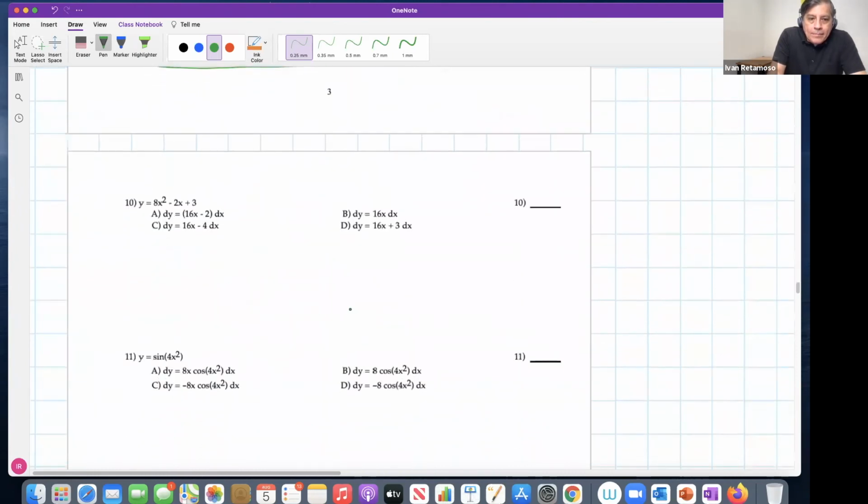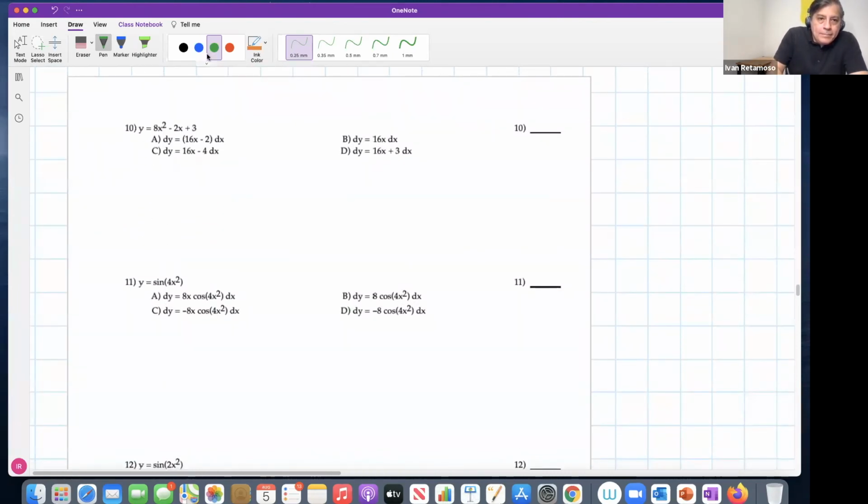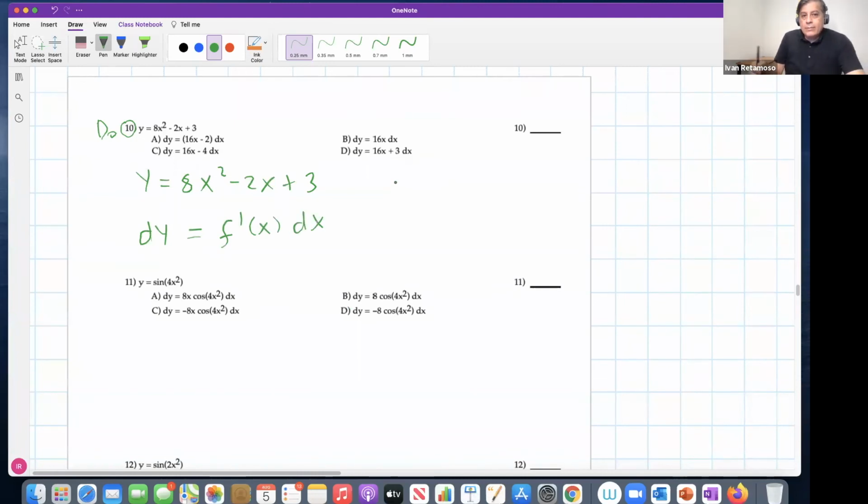Can you try this one, number 10? y equals 8x squared minus 2x plus 3. And they want you to figure out the relationship between the differentials. So can you do that? Yeah, very good, very good, very good.